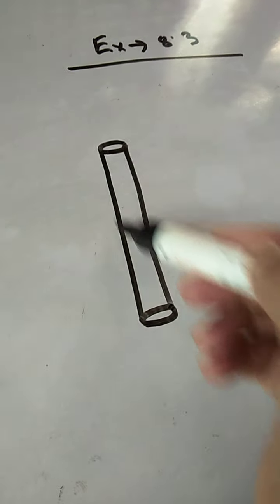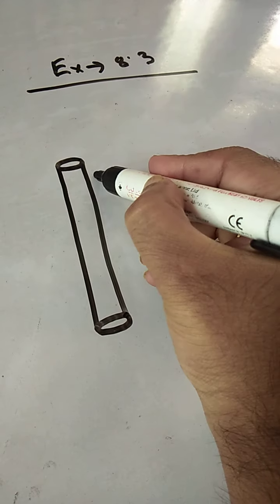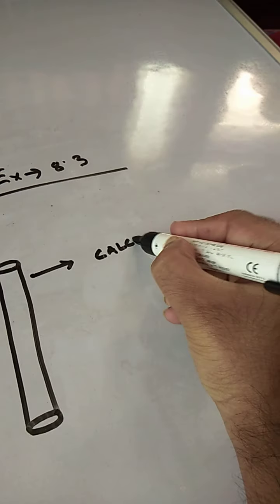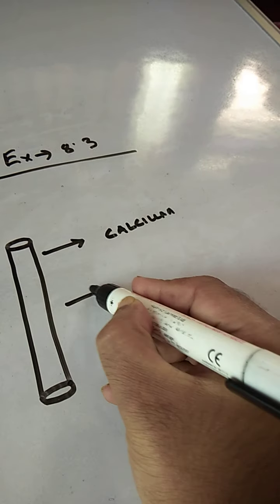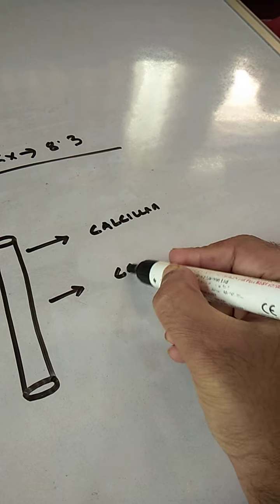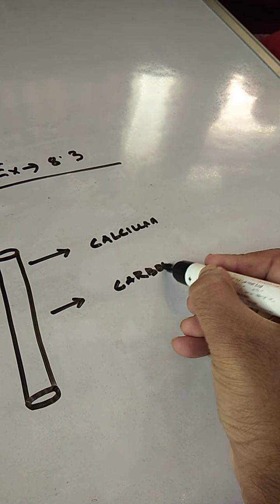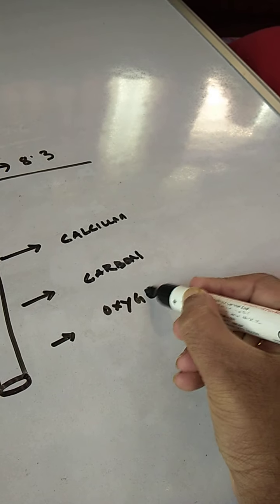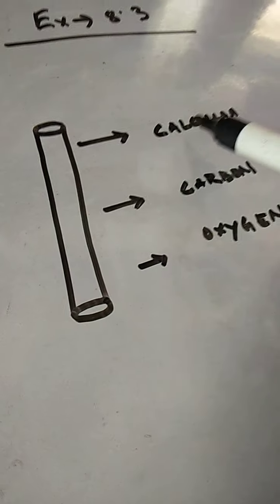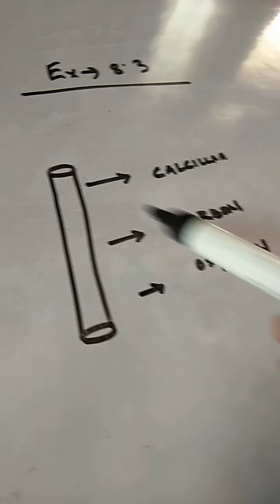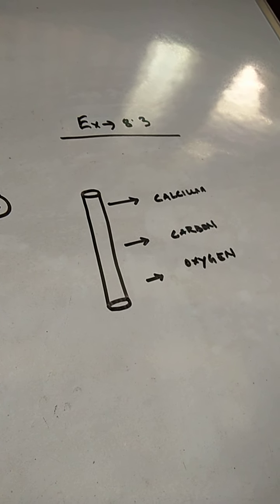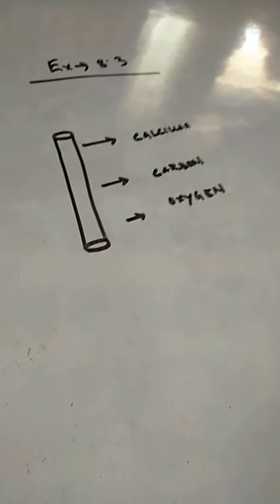So now this piece of chalk is a combination of calcium, carbon and oxygen. These are the three elements, and if you combine them, you get a chalk. Now the ratio of all these elements is given, so we'll write it down.